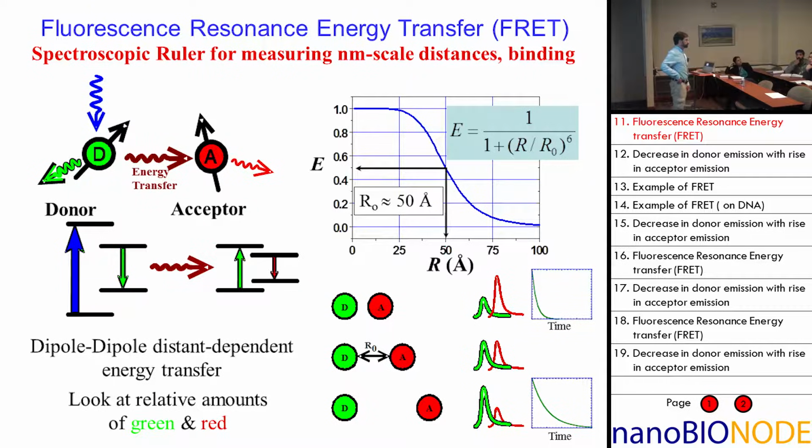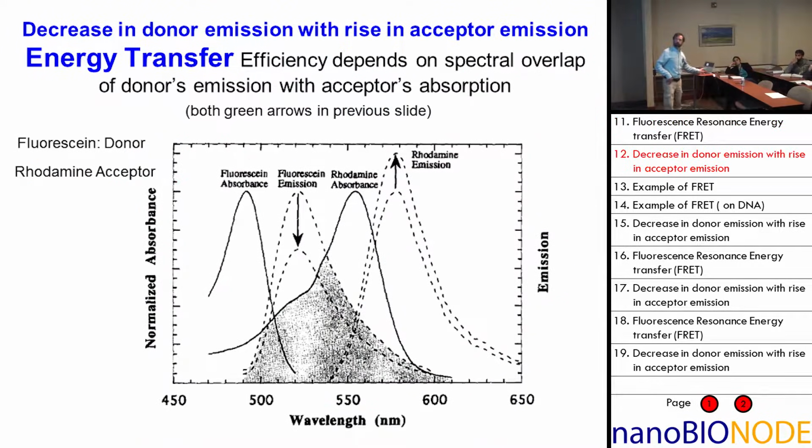Is this 50 angstrom universal or just for this example? It is not universal. 50 angstroms is a fairly large R naught. Typically, it goes down to about 20 angstroms and goes up to 70 or 80 angstroms. So it depends on the donor and receptor you choose. Exactly. It depends on the donor and acceptor.